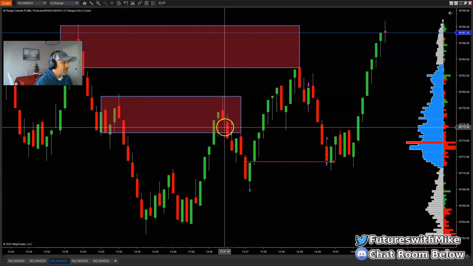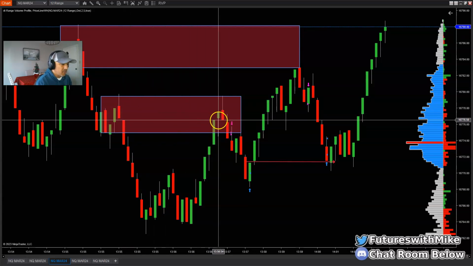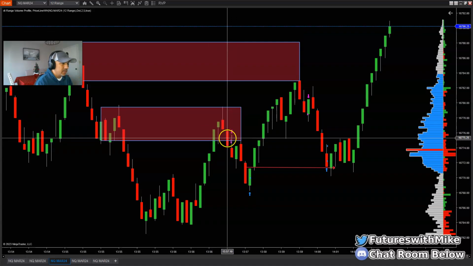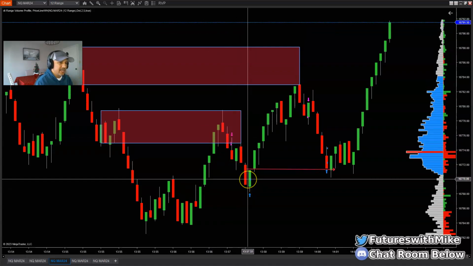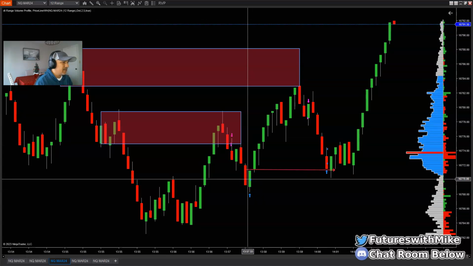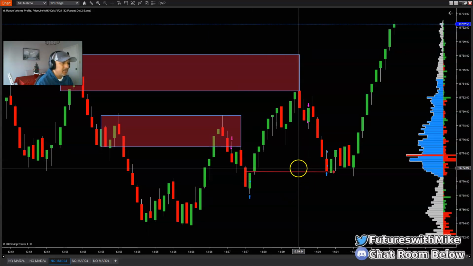There was an opportunity on a pullback right here. This was a supply area on the lower time frame, okay? Took it for a quick scalp back down to here. So it was basically from 774 down to here, about 4 points, okay? Yeah, a 4 point trade right there pretty much, okay?